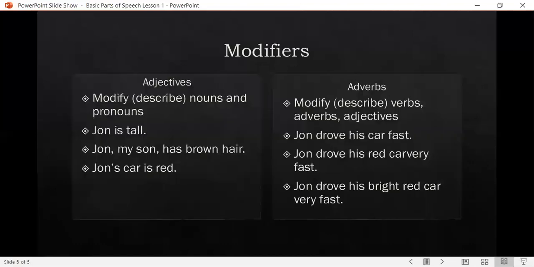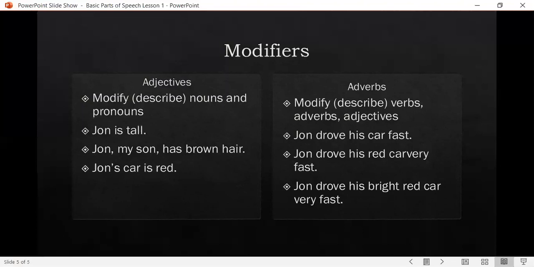Now, here are the last two we're going to talk about today. Modifiers. The first part we're going to talk about are adjectives, on the left side of your screen. Those are the words that modify or describe nouns and pronouns. Modifying is describing something. So we're using John again. John is tall. So John is the subject, "is" is the linking verb, and "tall" is describing John. So it's an adjective. John is a noun.